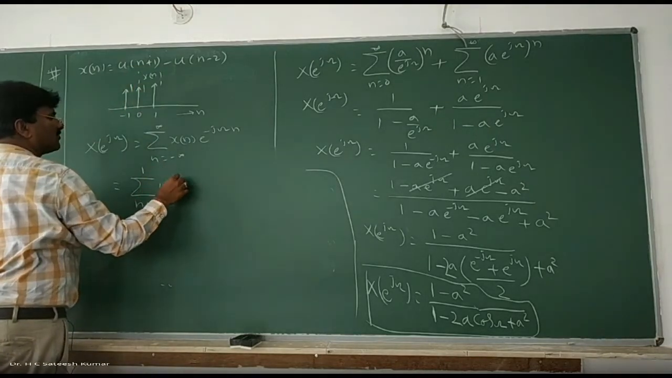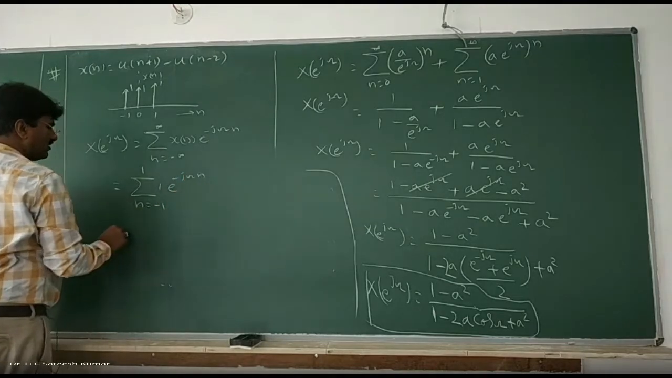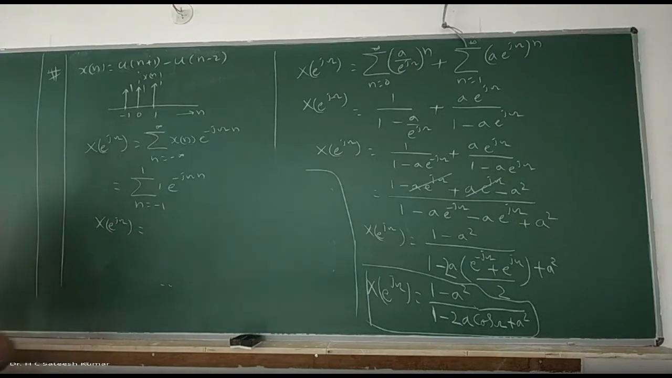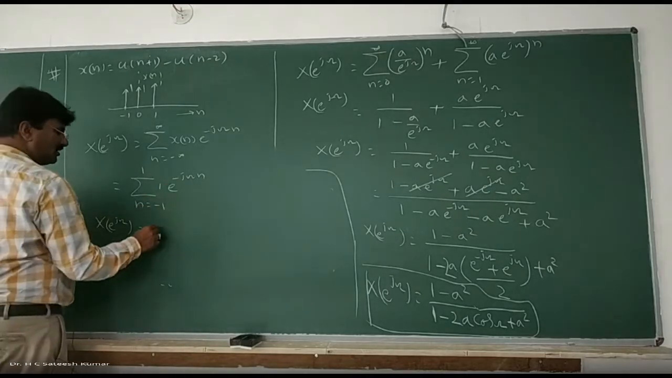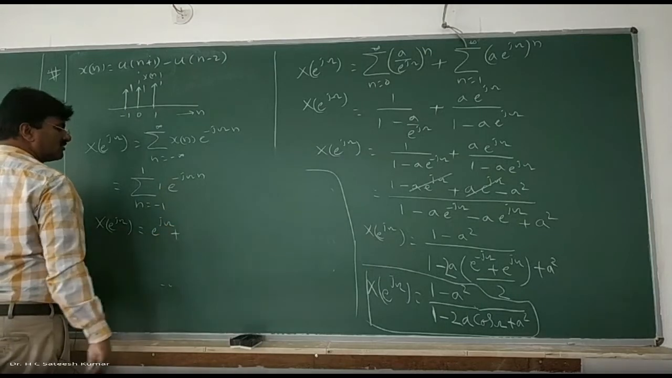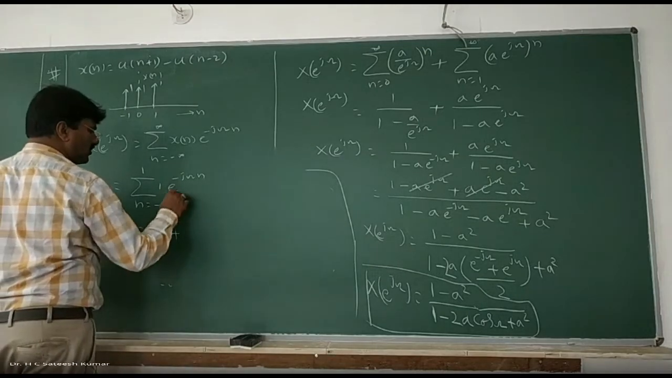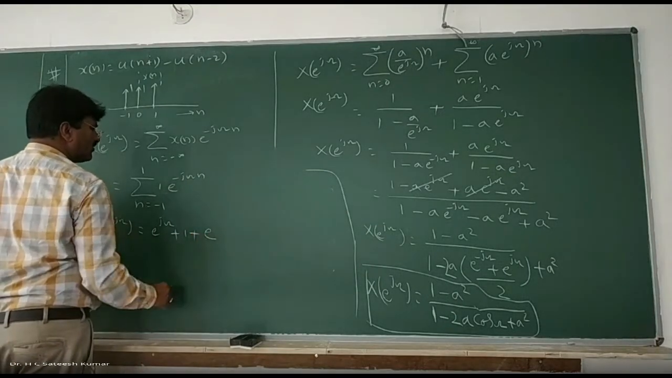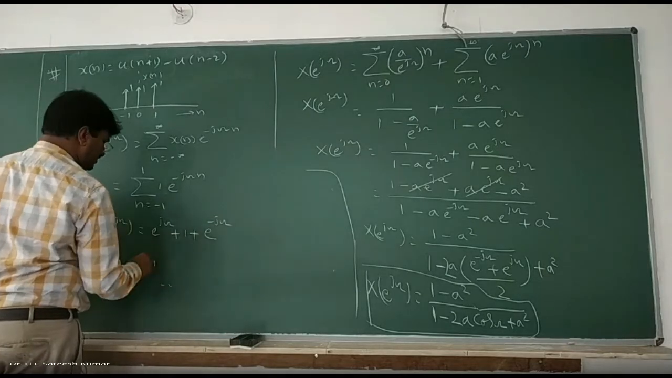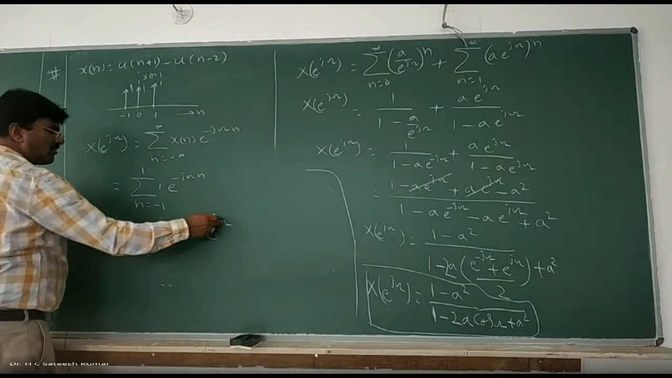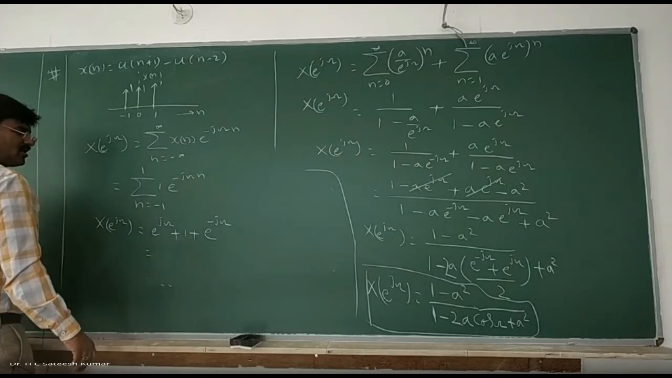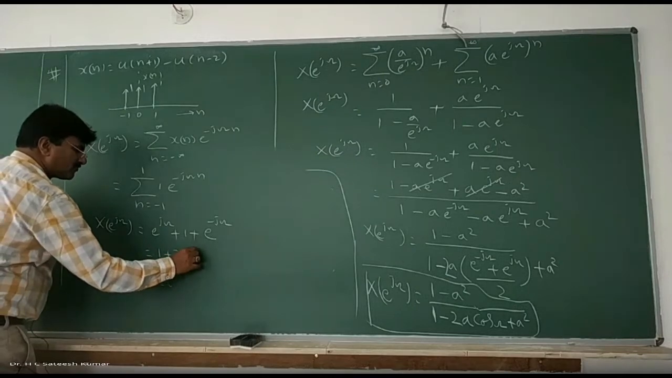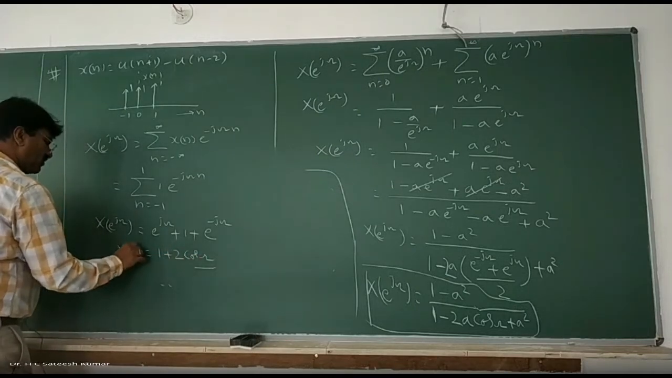1 into e to the power of minus j omega n. Give the value for n. If you give the value for n, what will you get? When n is minus 1, it is e to the power of j omega, plus when n is equal to 0, e to the power of 0 is 1, plus when n is equal to 1, it is e to the power of minus j omega. So this is nothing but e to the power of j omega plus e to the power of minus j omega, divided by 2 is cos omega. Cross multiply that, therefore 1 plus 2 cos omega. That's it. That is your X of e to the power of j omega.